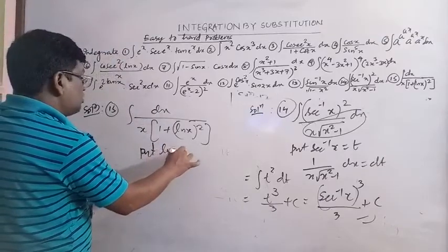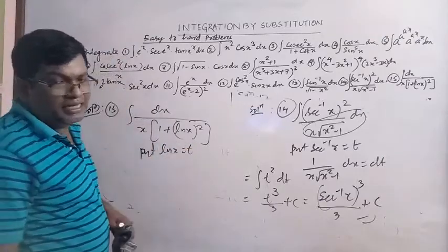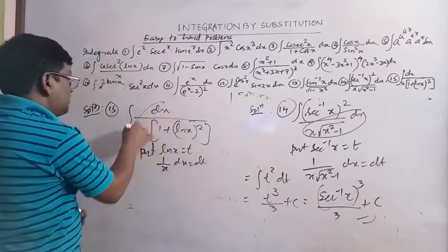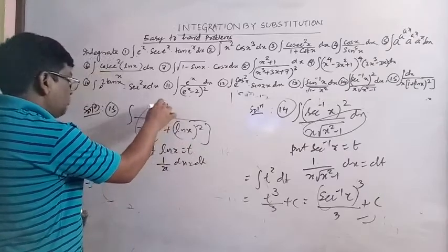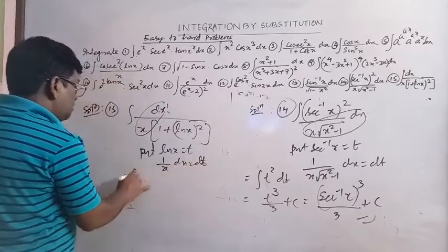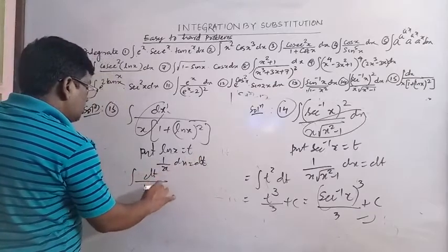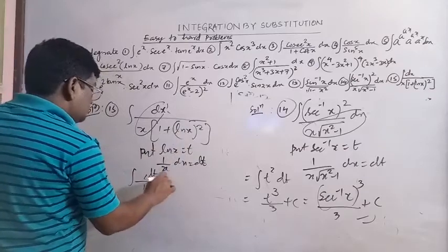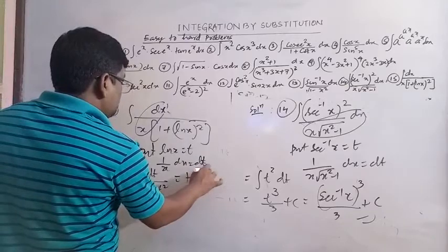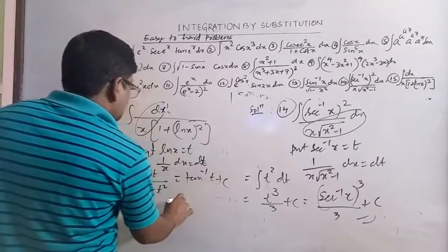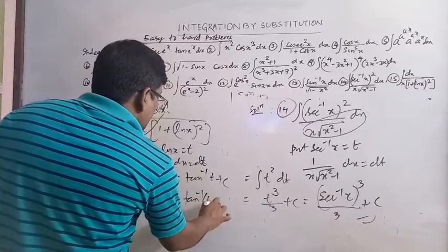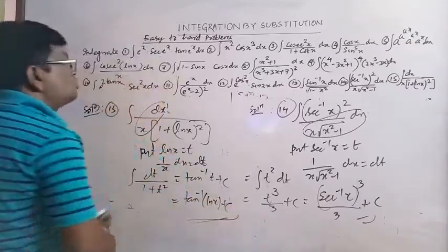Put log x equal to t and differentiate both sides with respect to x. That is 1 by x dx is equal to dt. So dx by x is equal to dt. So we get dt by 1 plus t square. What is the integral of dt by 1 plus t square? That is equal to tan inverse t plus c. Tan inverse t means tan inverse of log x plus c. This is the answer of question number 15.